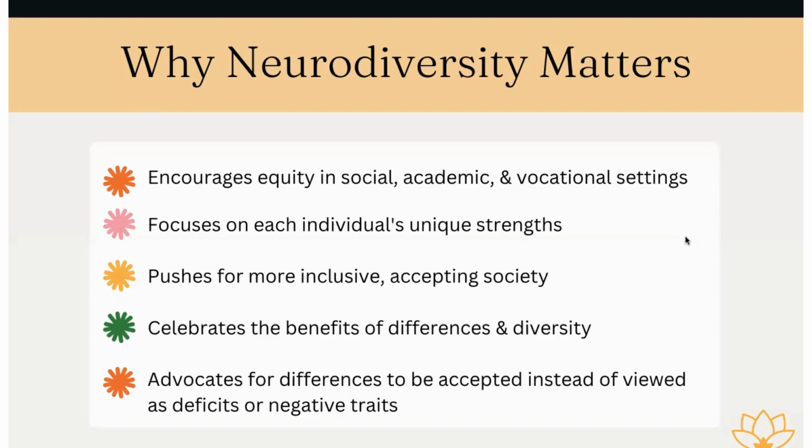So it really looks at, we wouldn't want everyone to think and behave in the same way. There's a lot of benefit to having diverse schools of thought, diverse perspectives in the world. And it also advocates for differences to be accepted instead of viewed as deficits or negative traits. So this is why the neurodiversity movement is really beneficial to individuals who are on the autism spectrum, who have ADHD or different neurological conditions, because it's really an approach that's working towards not just helping the individual, but society as a whole.